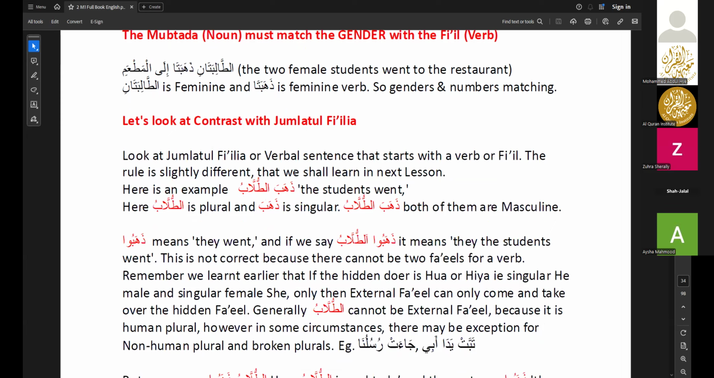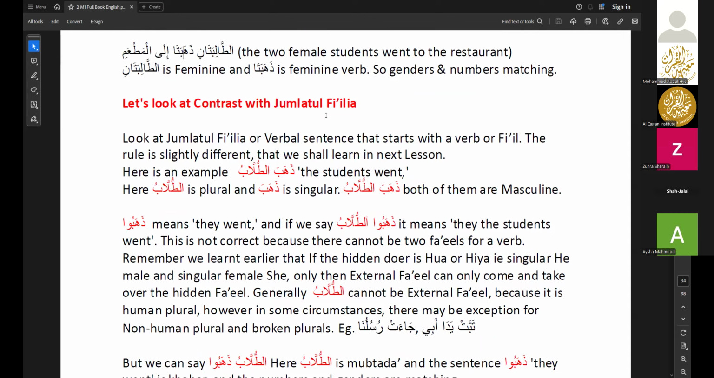The students went. Dhahaba is a huwa form verb, and at-tullabu, and dhahaba is mufrad, singular. We did not say dhahabu because it's Jumlatul Fa'iliyyah, it's not Jumlatul Ismiyya. Singular. So dhahaba tullabu, both of them are masculine. So in terms of Jumlatul Fa'iliyyah, all we need to make sure is that gender is matching, but the number does not.